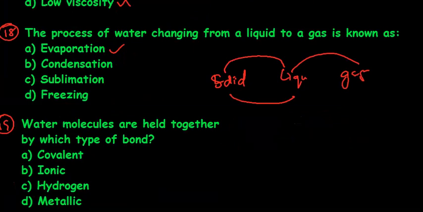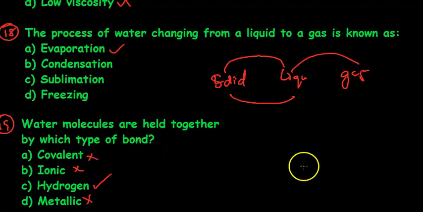Question number 19 says, water molecules are held together by which of the following? That is, which of the following holds water molecules together? This is simply going to be hydrogen bond. Metallic, ionic, covalent bonding, they are all wrong.